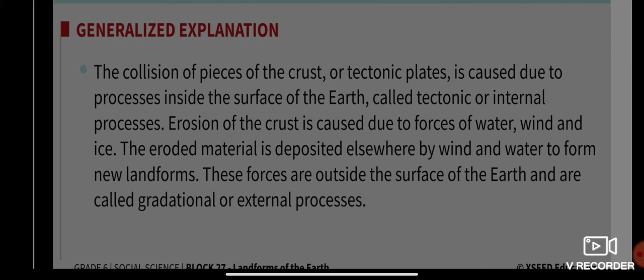And the erosion of the crust is caused due to forces such as water, wind, and ice. So the eroded material is deposited elsewhere, by wind and water, to form new landforms. These forces are outside the surface of the earth and are called gradational or external processes, which take place outside the surface of the earth. Inside the surface of the earth, they are known as the internal process. So always remember that.